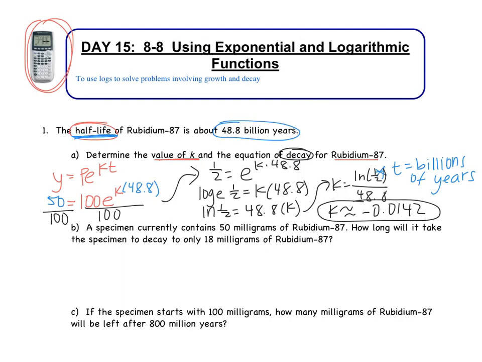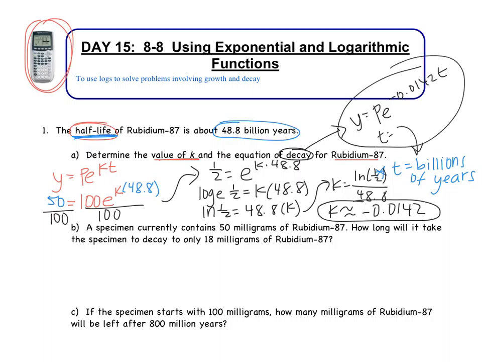Before we move on to part B, we still have to write our equation of decay. So our equation of decay is y equals Pe to the negative 0.0142t. And here t is billions of years. So we're going to use this for the rest of the problem.